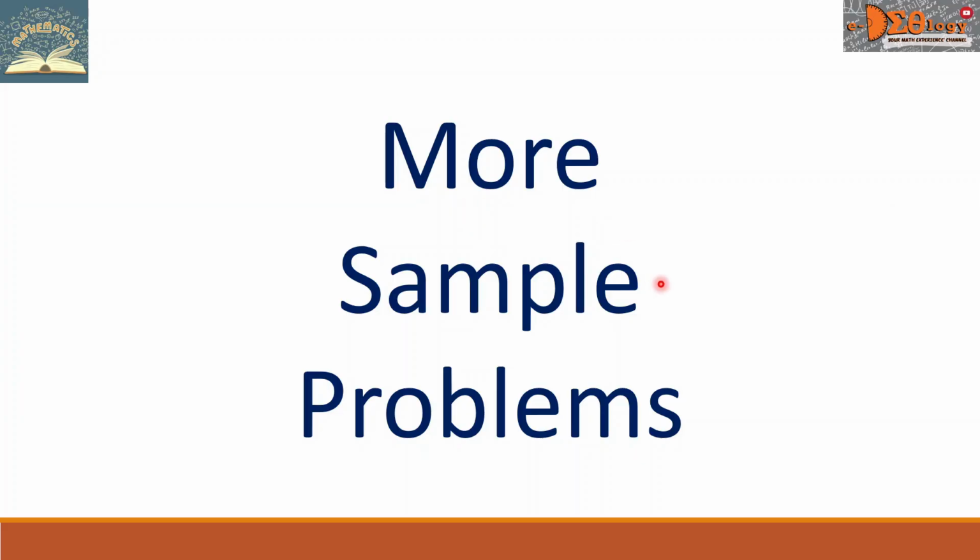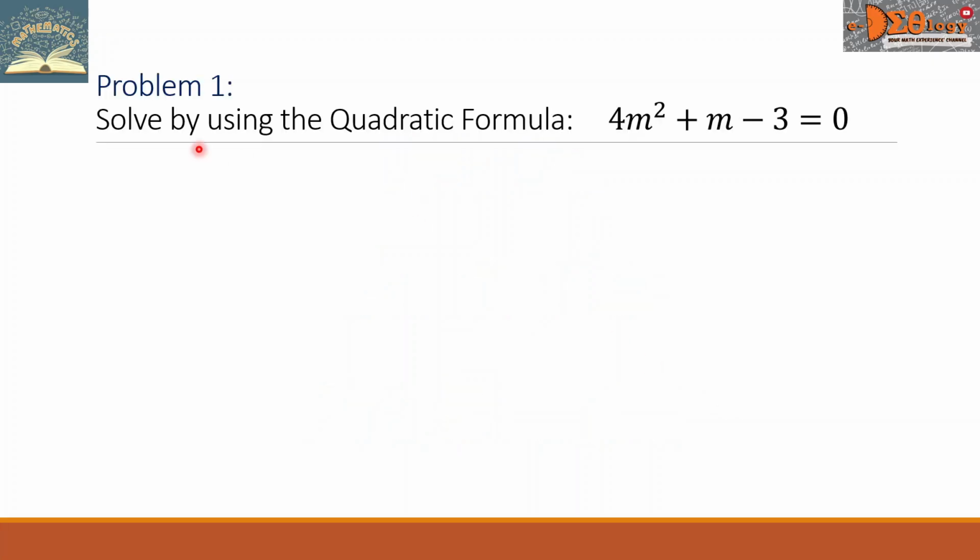Let us have more sample problems. Problem 1. Solve by using the quadratic formula. 4m squared plus m minus 3 equals 0. Our variable is m, and this is the formula. Now let us collect the values for a, b, and c respectively. For the a, that is the coefficient of m squared, and that is 4. For the b, coefficient of m, we write here 1. For the c, that is a constant negative 3.